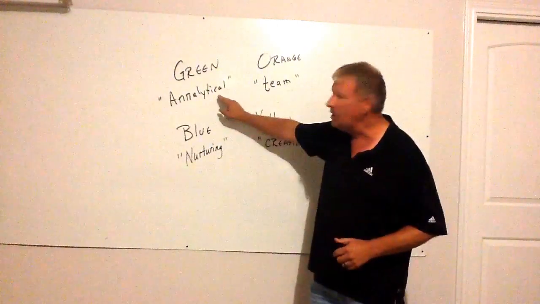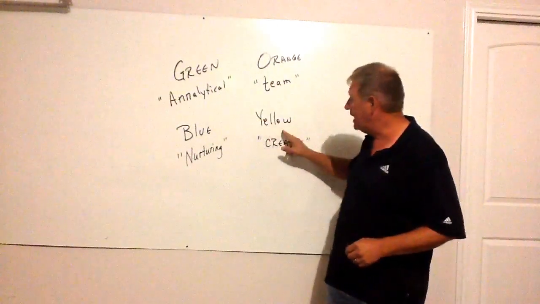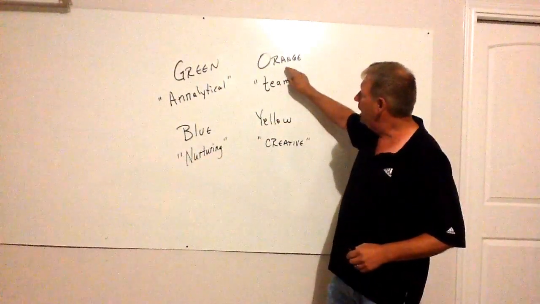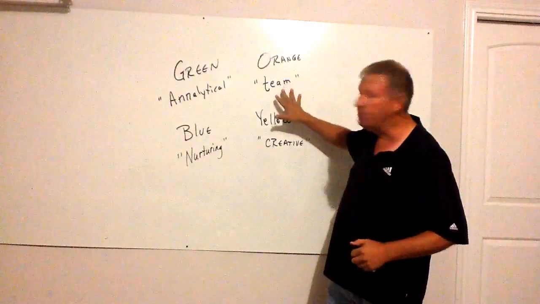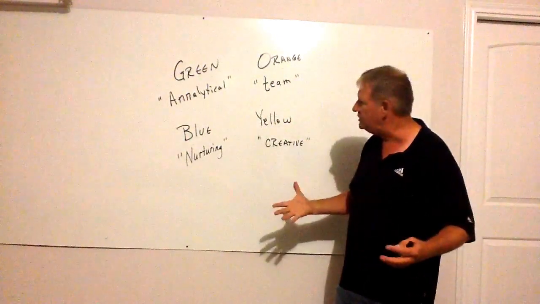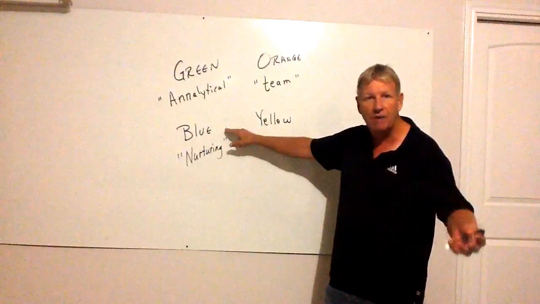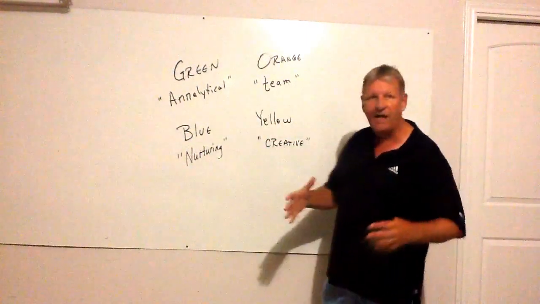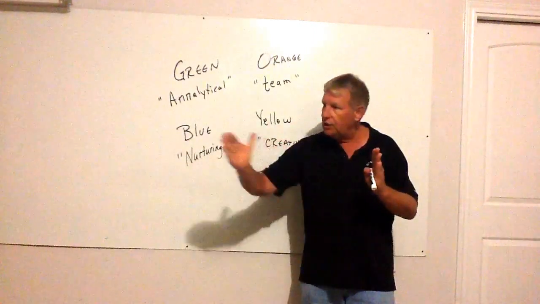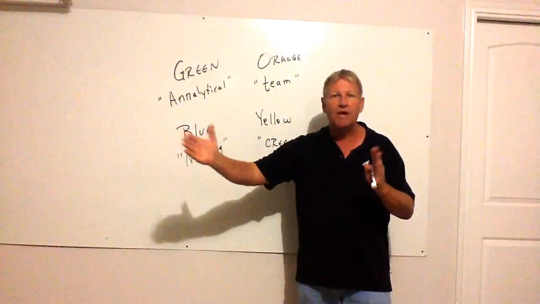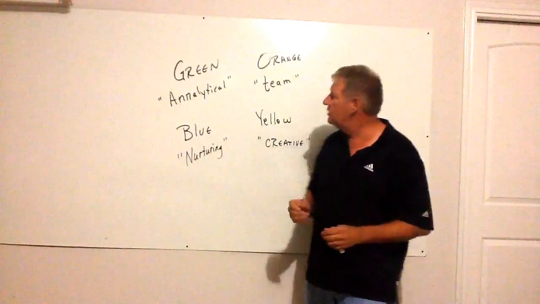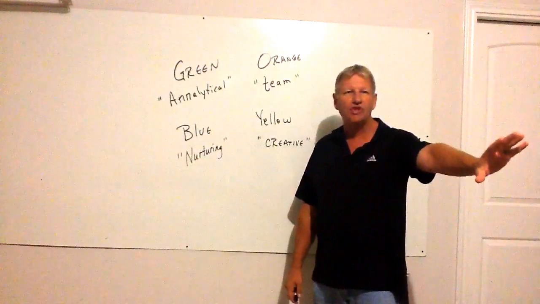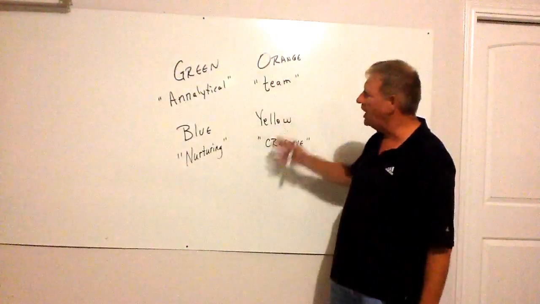If you're a green, okay, and you're analytical, yellow just drives you crazy, all right? If you're orange, then anybody that's not a team player just drives you crazy. If you're blue and you're caring, anybody that's not caring drives you crazy. If you're yellow and you're creative, then anybody who's so structured that they don't have time to stop and be creative drives you crazy. So now, let's think about this. What if you were an employee at whatever job you are, and this was your boss?